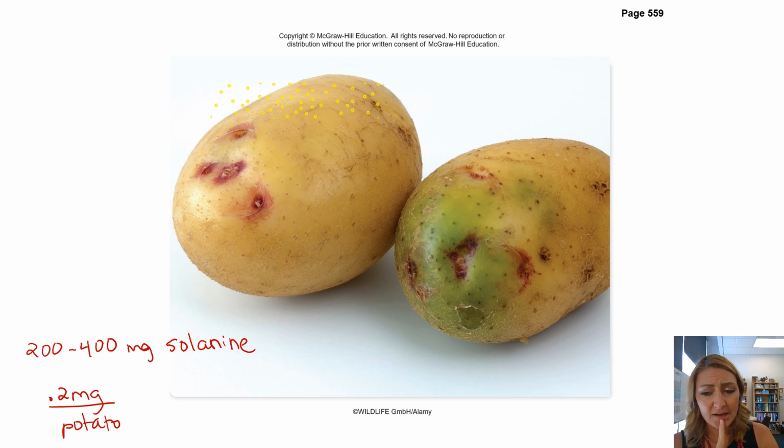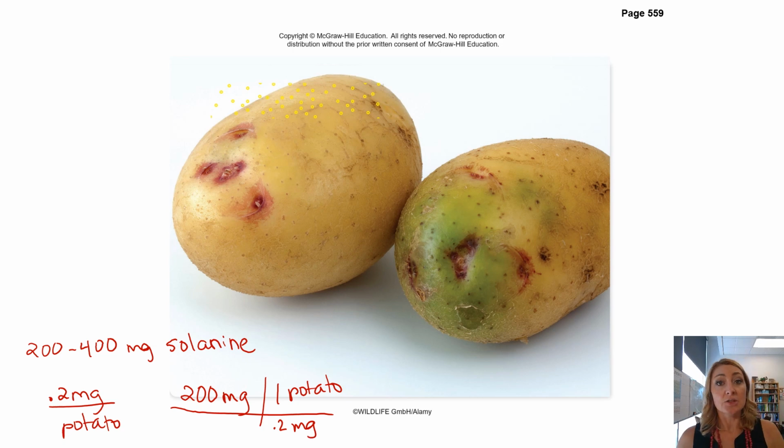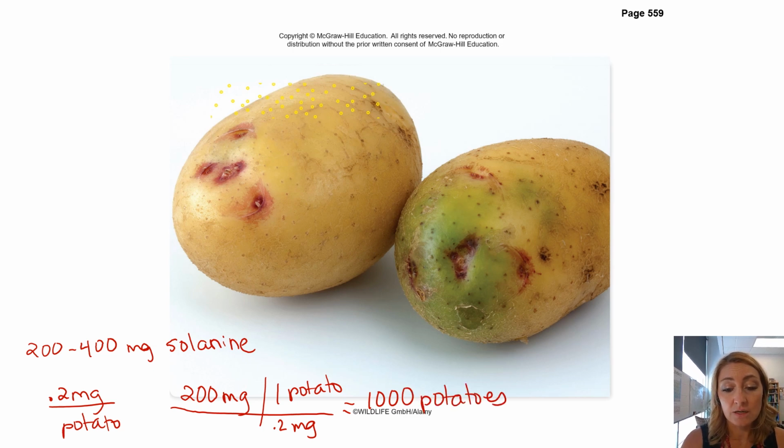So let's just say, you know, things are on the light end and 200 milligrams will take you out. Okay, if every potato, and this is not a green potato, has 0.2 milligrams. Obviously, the greener the potato is going to get, the more solanine you're going to have, the less potatoes it would take to kill you. Okay, so it's just a simple unit conversion, 200 milligrams to kill you. One potato has 0.2 milligrams. We are looking at about 1,000 potatoes you would have to eat in order to kill the average person.